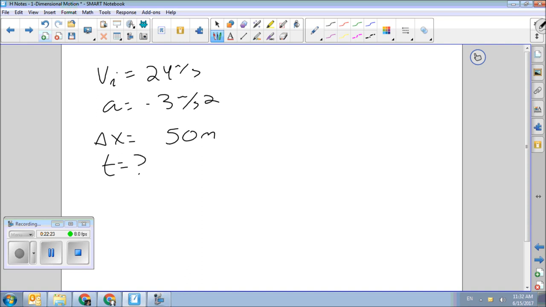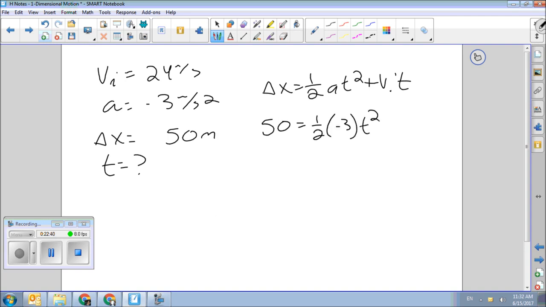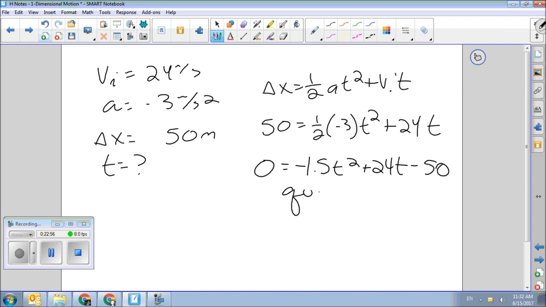So there are two options. Option one is to use this equation. This would not be the way I would do it, all right? Because what ends up happening is you get this. If you plug in your numbers, I'm not even going to use units. You get 50 equals 1/2 times negative 3 t squared plus 24 times t, right? So rearrange this and you get 0 equals negative 1.5 t squared plus 24t minus 50. And so to solve that, you got to use the quadratic formula, which is rad.